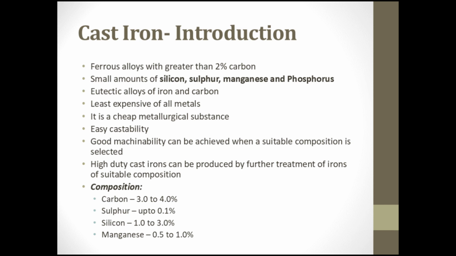Easy castability. Good machinability can be achieved when a suitable composition is selected. High duty cast irons can be produced by further treatment of irons of suitable composition. Composition: carbon 3.0 to 4.0%, sulfur up to 0.1%, silicon 1.0 to 3.0%, manganese 0.5 to 1.0%.